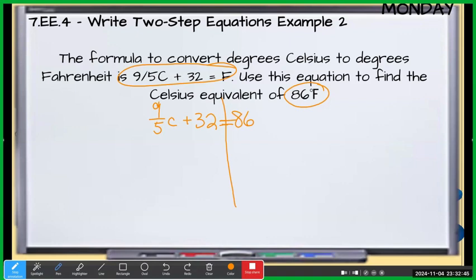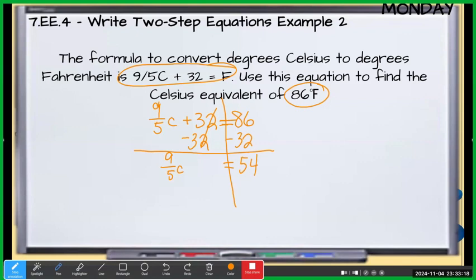All right, so what's our first step? Add or subtract the constant. What's our constant? Positive or negative? So what are we going to do? Good job. Make sure we do it on both sides. That's the point of you having your line there. So now we got 9/5 C is equal to what? Somebody check. 54, good job.